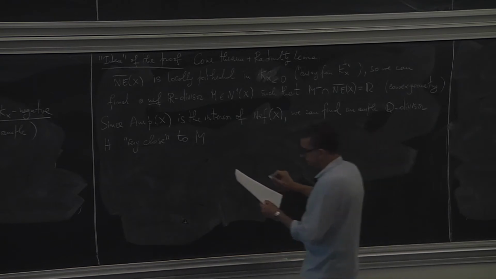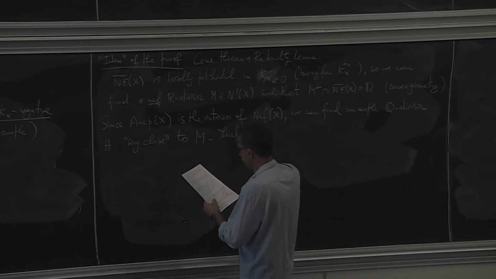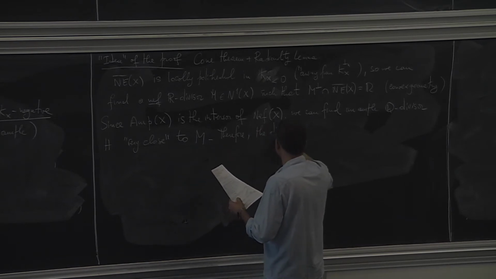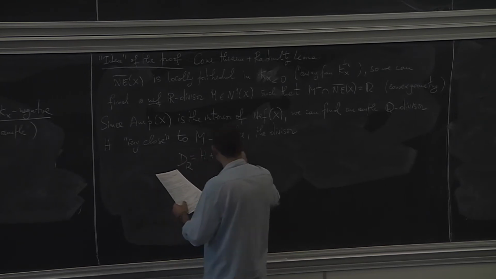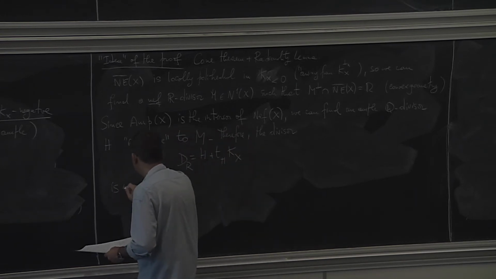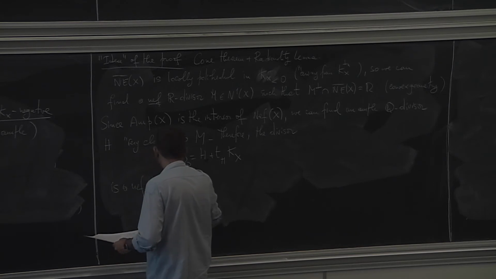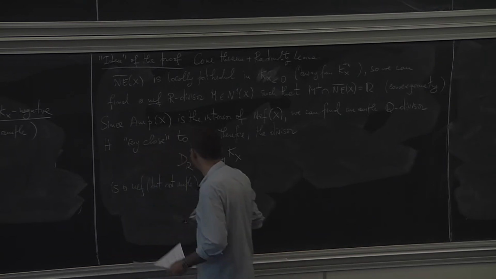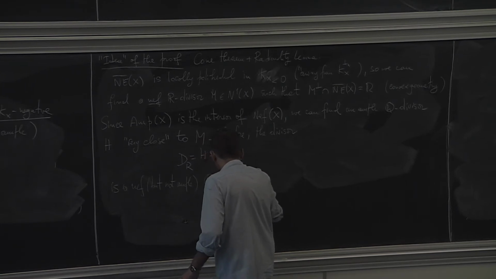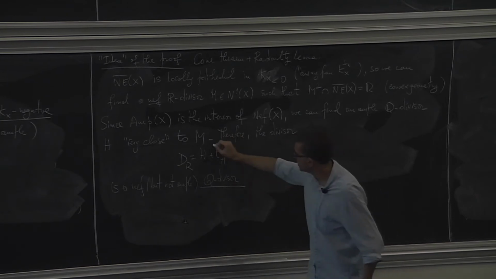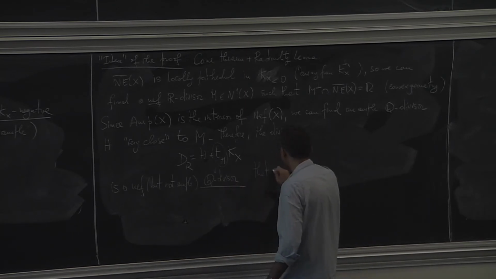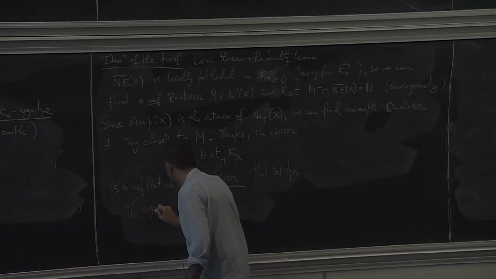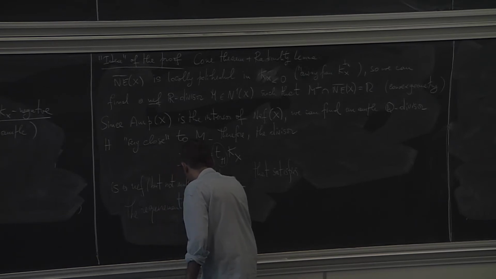Then the divisor D_R, which is H plus t_H Kx, is a nef but not ample Q divisor. And this is a Q divisor by the rationality lemma. This is a Q divisor that satisfies the requirement. More or less, the proof is in this way.